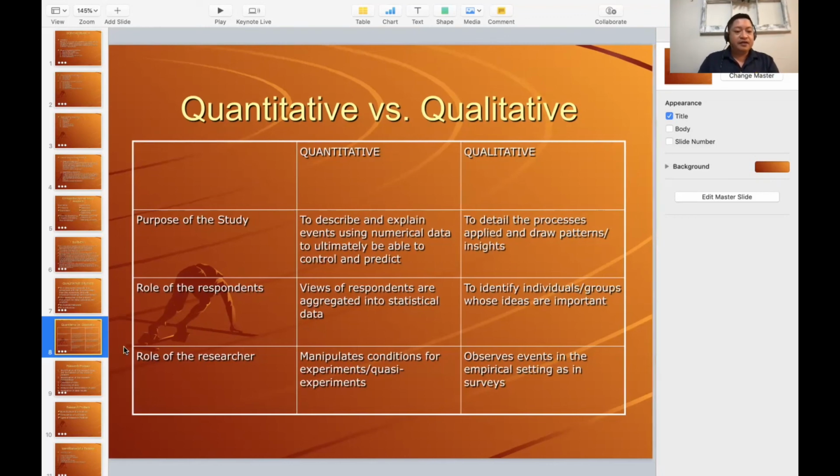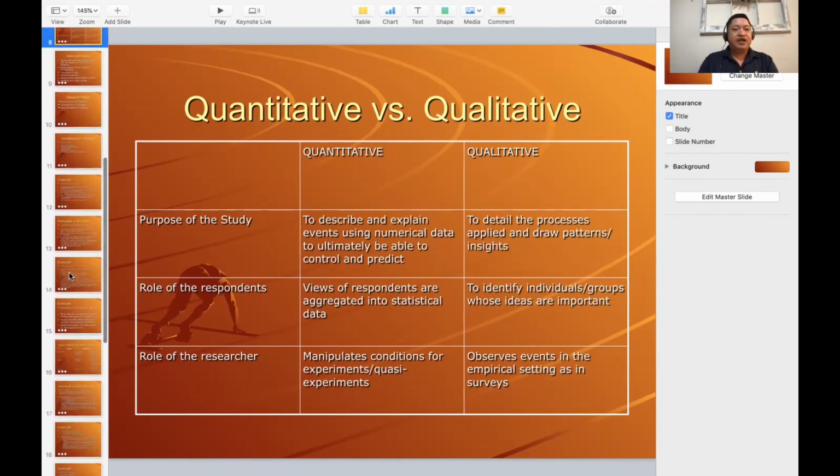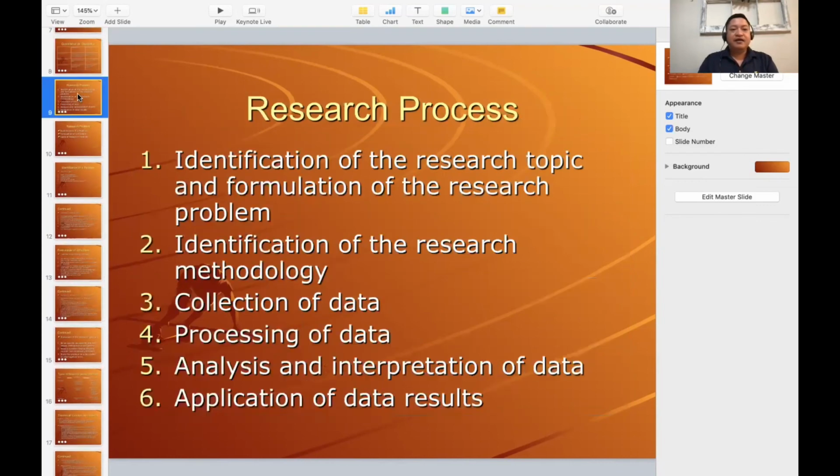Moving on. So we're almost halfway. So we will have our break. Okay. Half, like a half in basketball, half time.